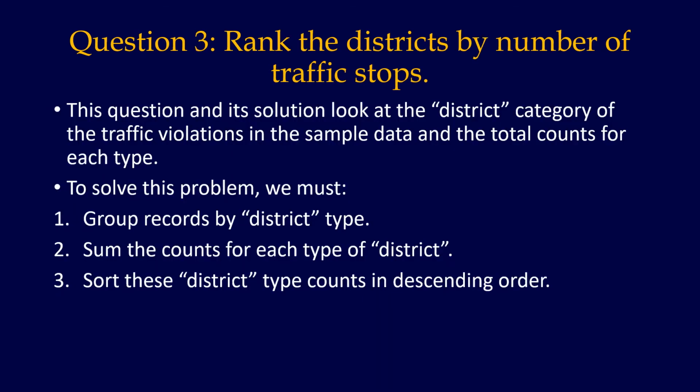We now move on to question 3. Rank the districts by number of traffic stops. This question and its solution look at the district category of the traffic violations in the sample data and the total counts for each type. To solve this problem, we must first group records by district type, then sum the counts for each type of district, and sort these district type counts in descending order.